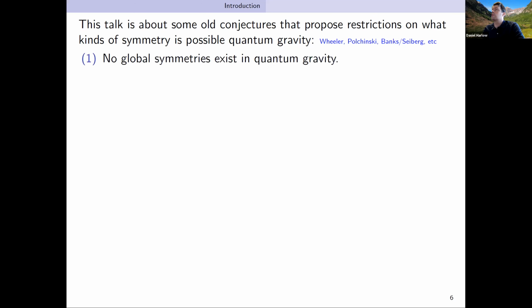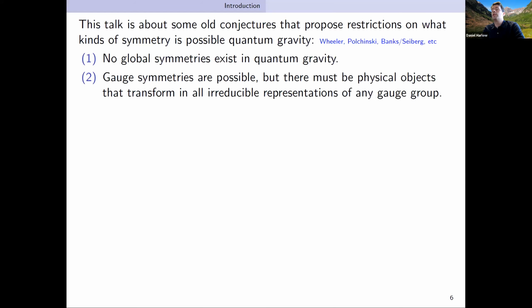There are three conjectures that people usually talk about. The first is that there are no global symmetries in quantum gravity. We'll discuss a bit later the meaning of the word global here. There are gauge symmetries and global symmetries. Those are the two kinds of symmetries in physics. This conjecture says that global symmetries can't happen in quantum gravity.